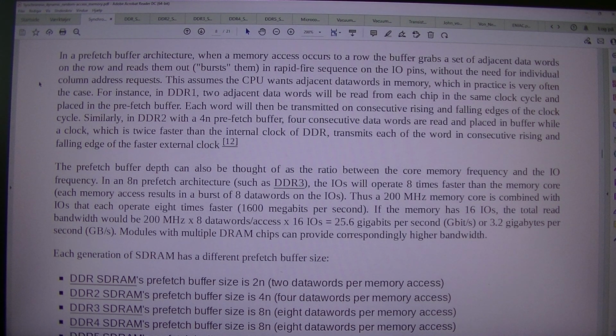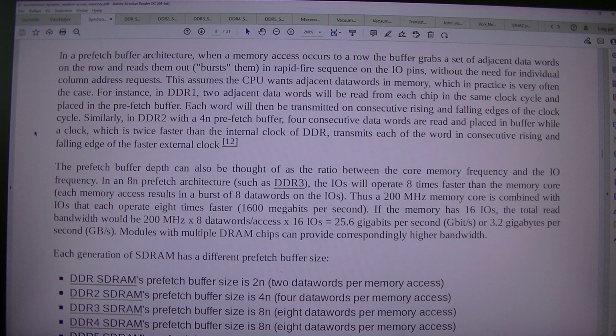For instance, in DDR1, 2 adjacent data words will be read from each chip in the same clock cycle and placed in the prefetch buffer. Each word will then be transmitted on consecutive rising and falling edges of the clock cycle. Similarly, in DDR2 with a 4N prefetch buffer, 4 consecutive data words are read and placed in the buffer while a clock, which is twice as fast as the internal clock of DRAM, transmits each of the words on consecutive rising and falling edges of the faster external clock.